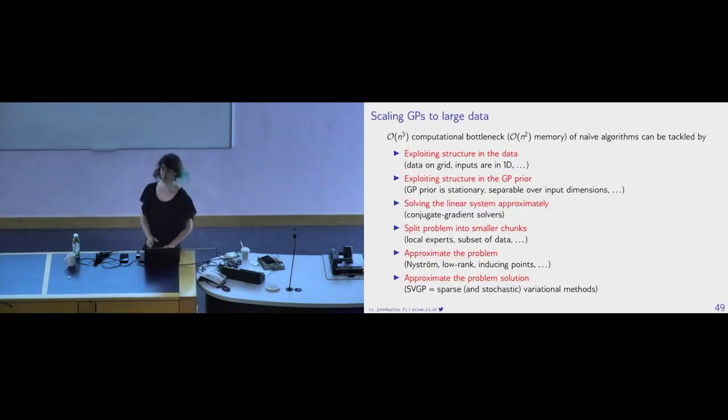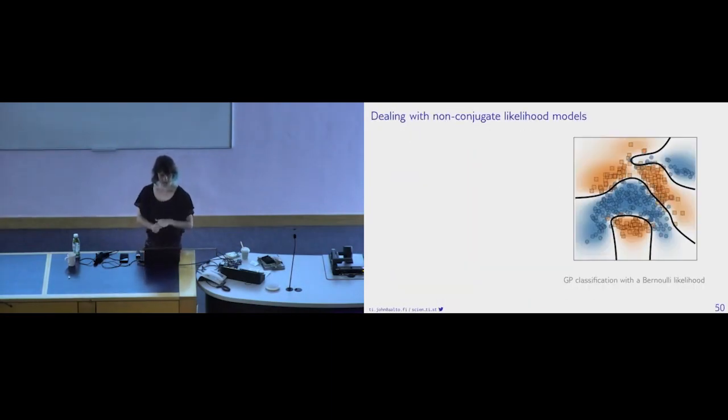So if you think a Gaussian process is in principle the right tool for the job, then probably you can make it work for large-scale data, but you might have to talk to a GP expert, so don't worry about the details. Same for non-conjugate likelihood models.